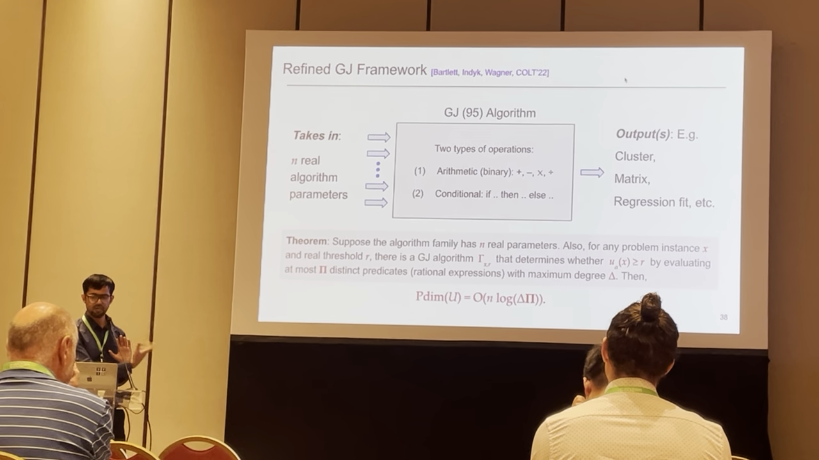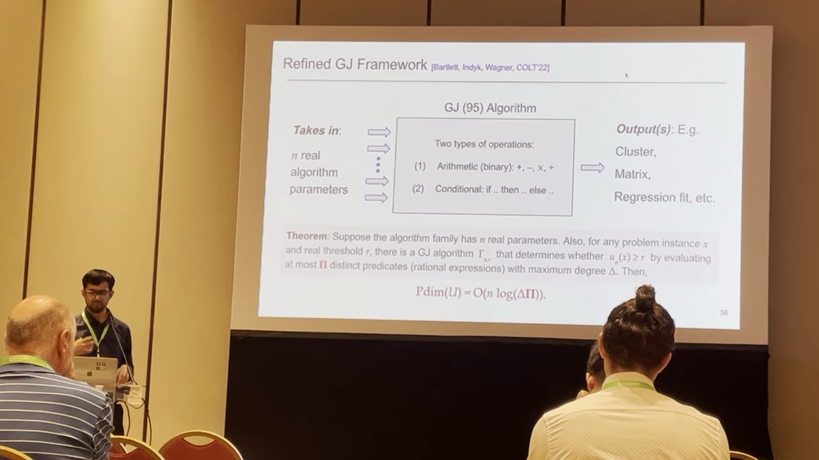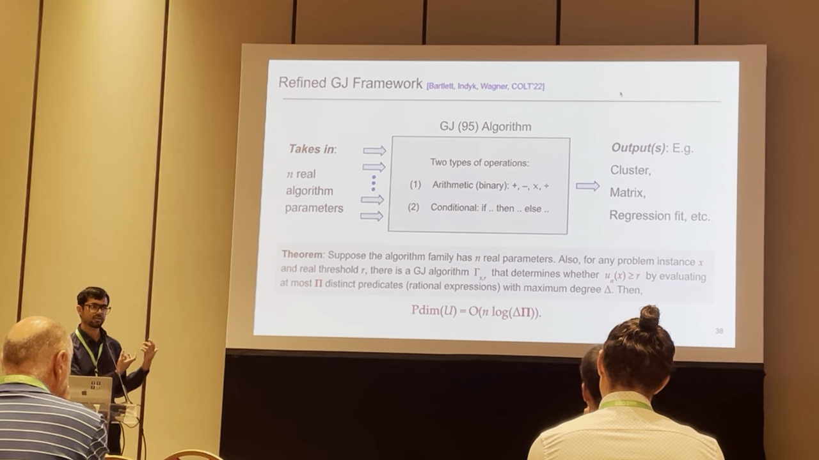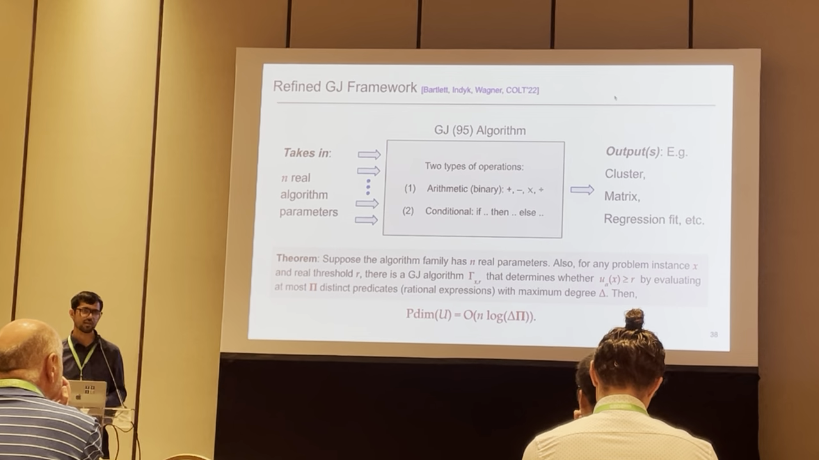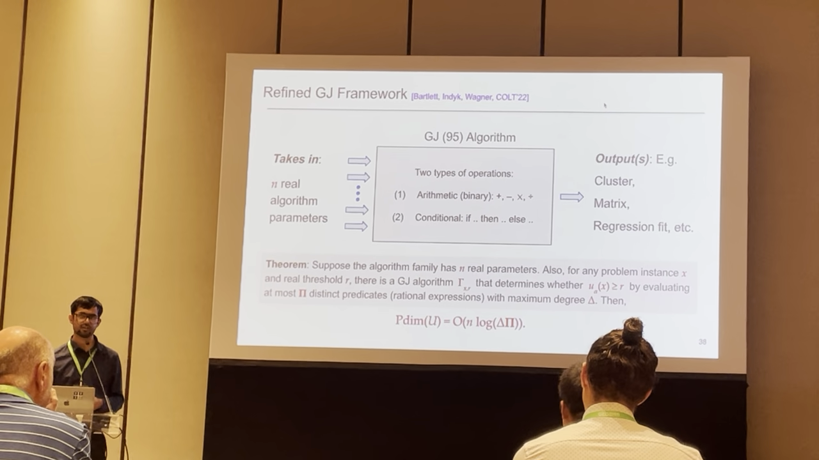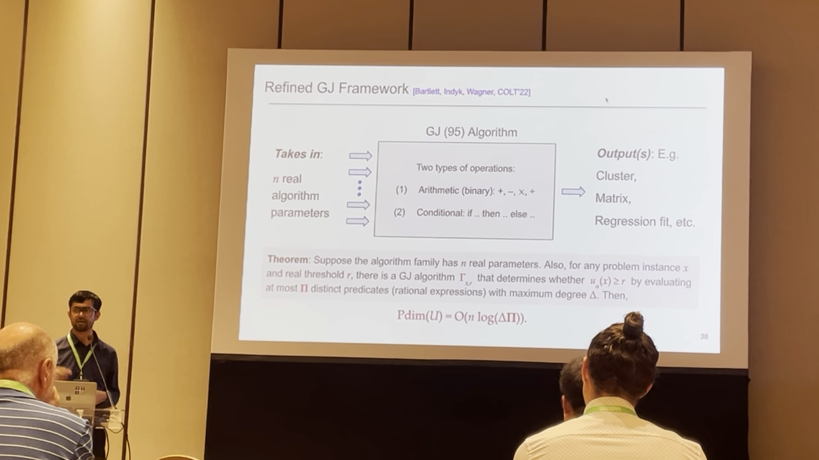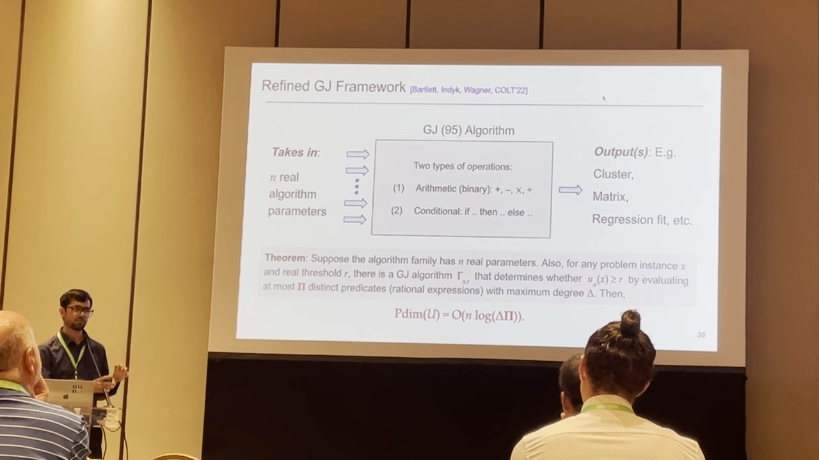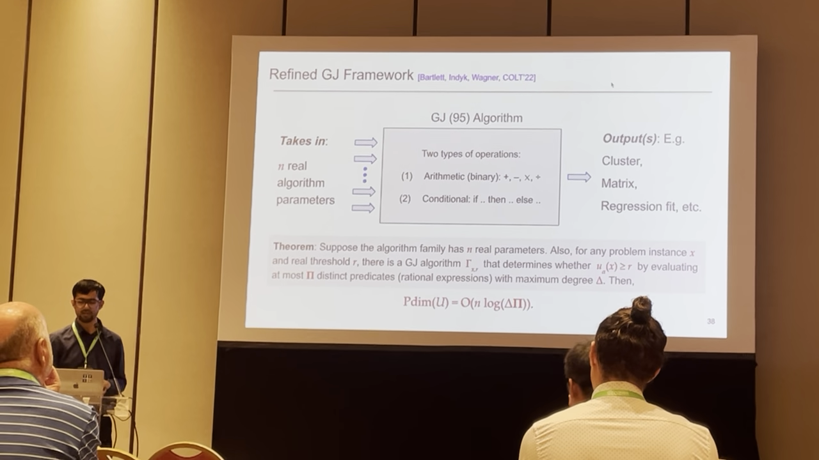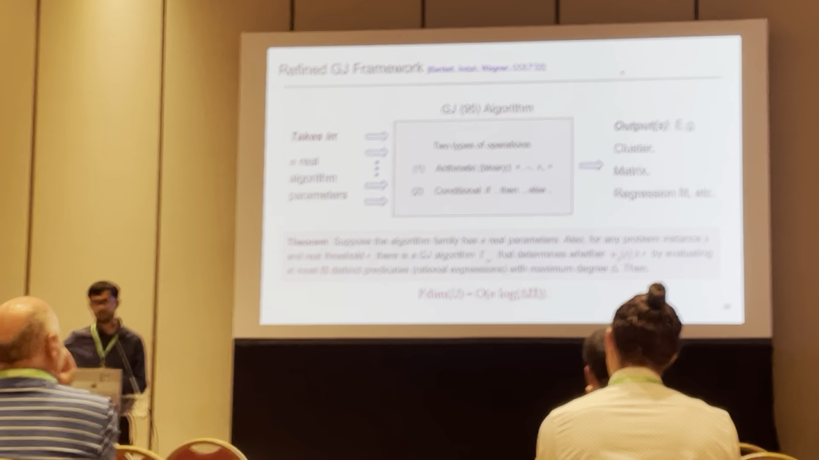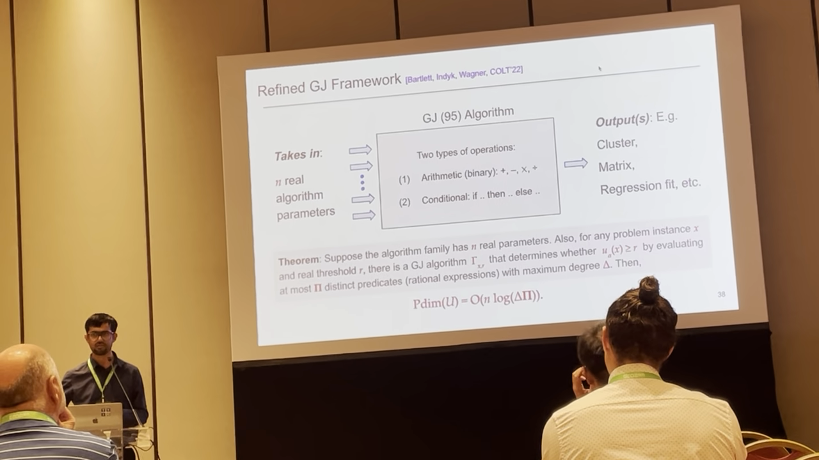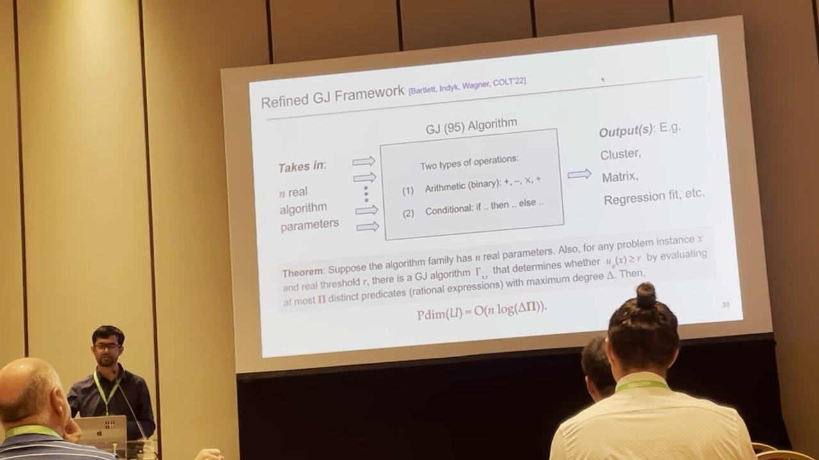Suppose you have n real parameters, and you're trying to give a GJ algorithm which tells you whether the algorithm's performance is at least some threshold, so it's doing at least as well as some benchmark on a given input x. So you fix an input x, you run your algorithm on it, and then your algorithm will eventually have some output like a cluster, you evaluate its performance, and you check whether it's good enough.